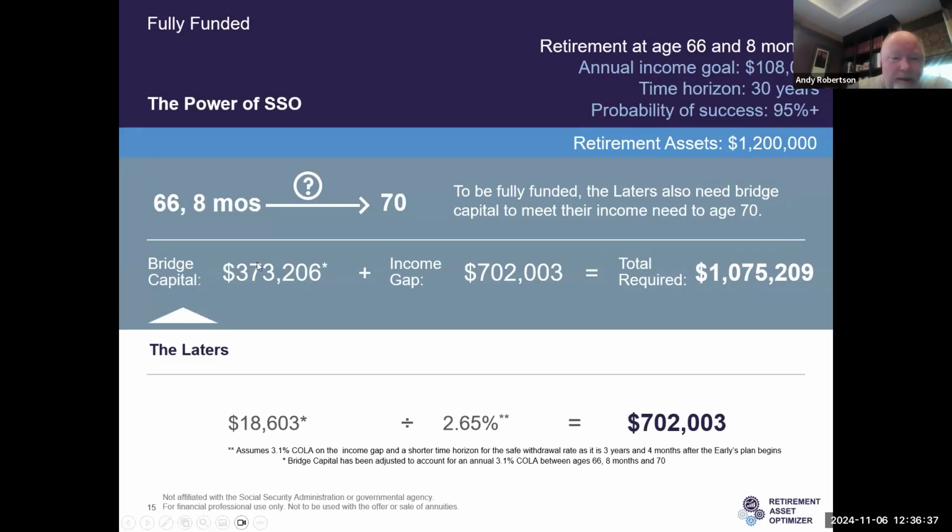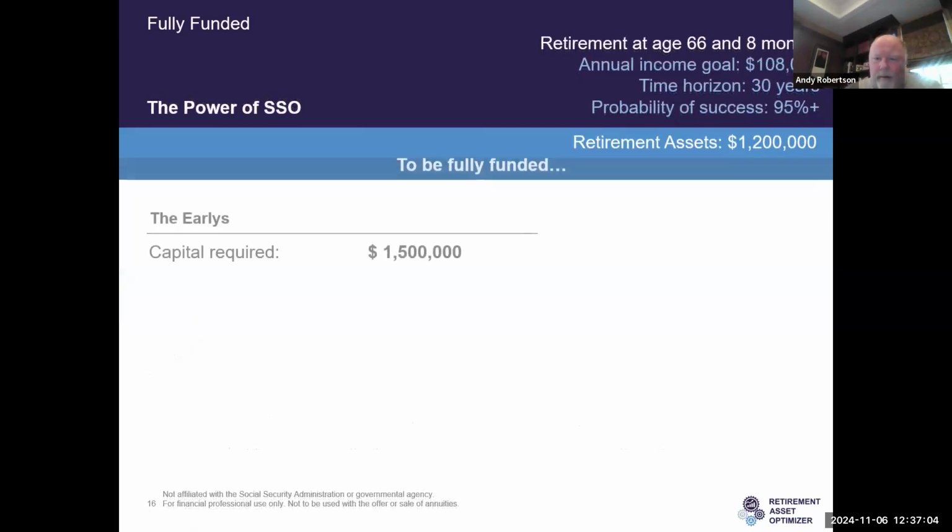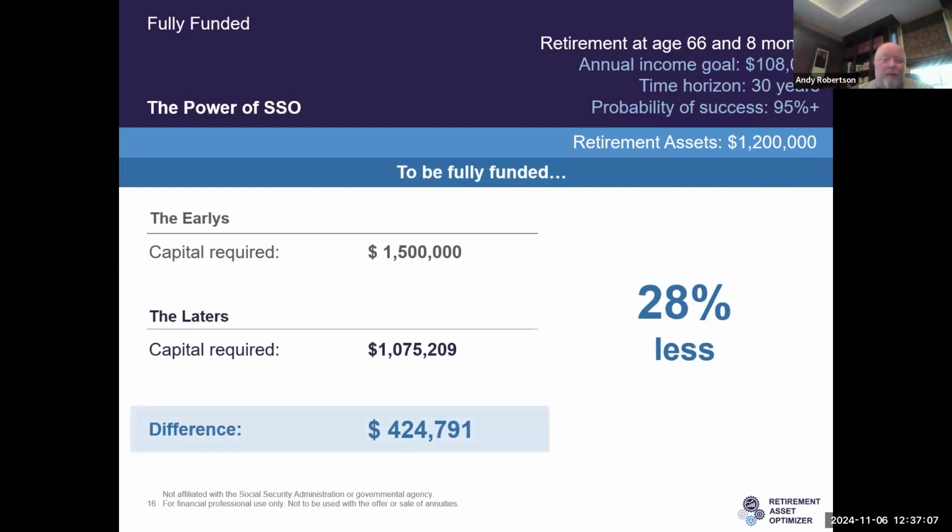The total amount of capital we would need to fund that bridge is 373,206. And then we need 702 at 70 to deliver, as we talked about a minute ago, the additional 18,603 that when added to the Social Security gets them to the income goal they desire. Now, with these two numbers combined, we deliver the same income plan, the desired plan, not for $1.5 million, but $1.075 million. So to be clear, we just took the same income goal, the same time horizon, the same portfolio construct, the same inflation assumption, the same desired probability of success, the same primary insurance amounts.